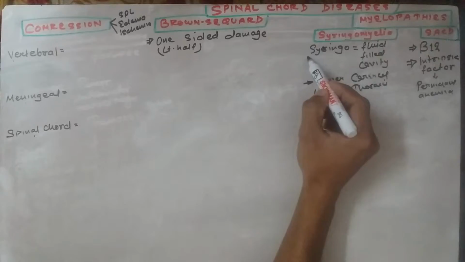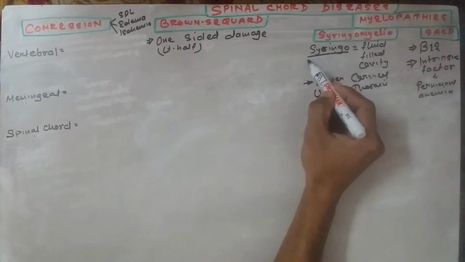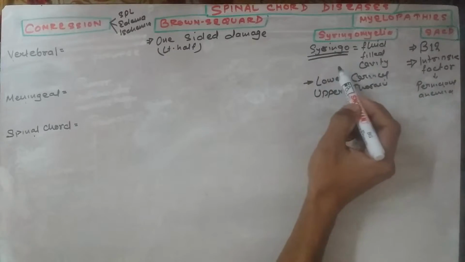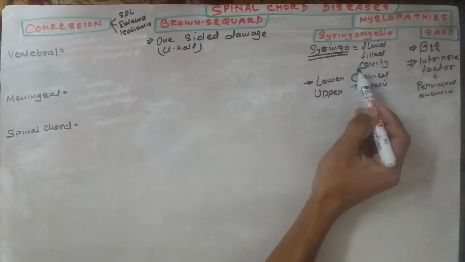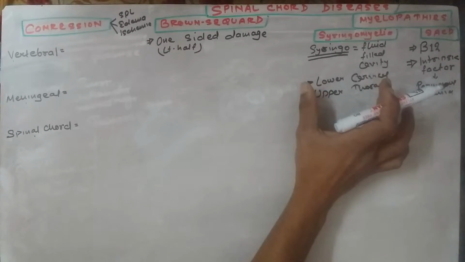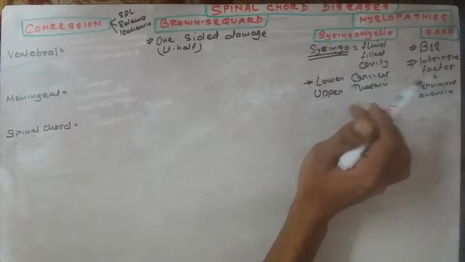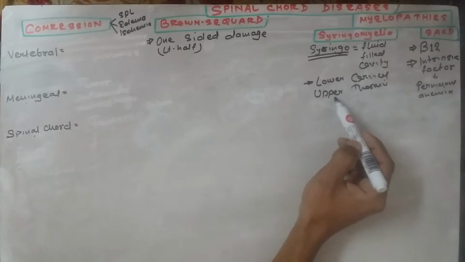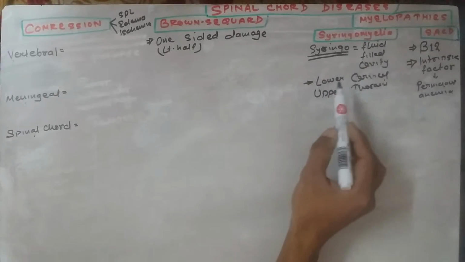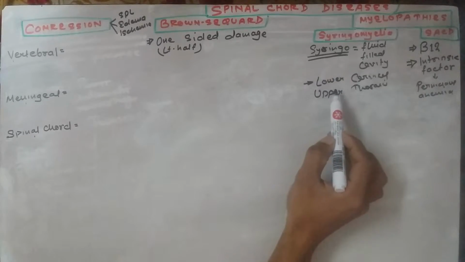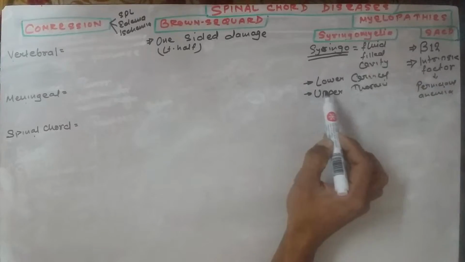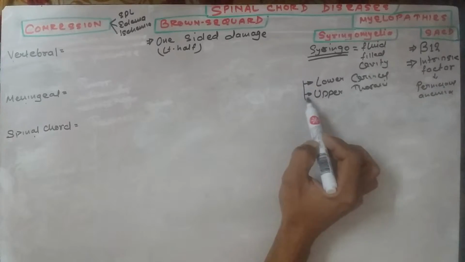Syringo literally means a fluid filled cavity, and suppose a fluid filled cavity is present in the spinal cord, then it will obviously cause compression of the spinal cord. As a result, the nerves within the spinal cord undergo damage, and the usual site for the fluid filled cavity in the spinal cord is lower cervical or upper thoracic. So these are the two classical sites for Syringomyelia.